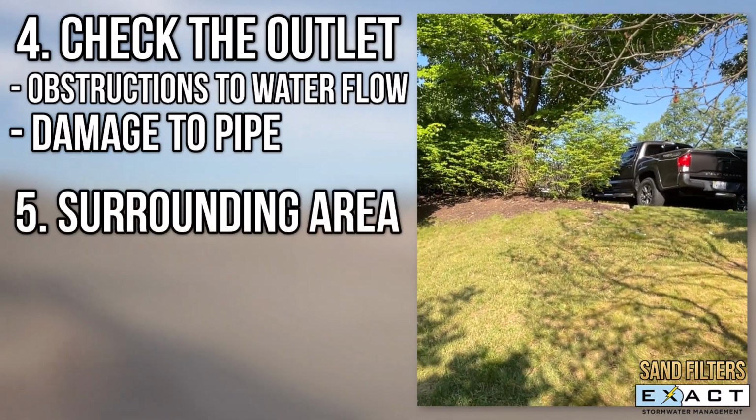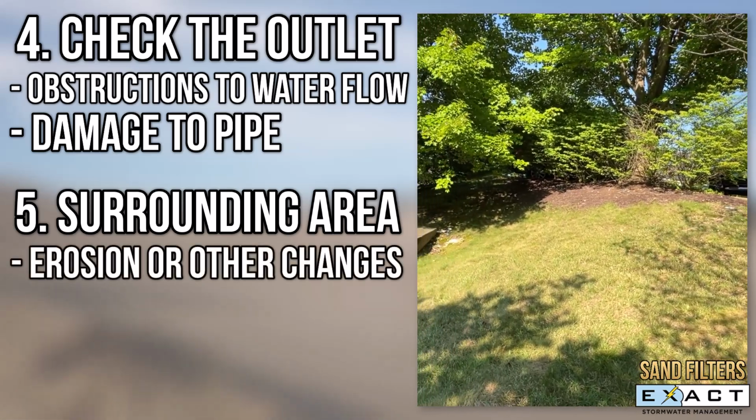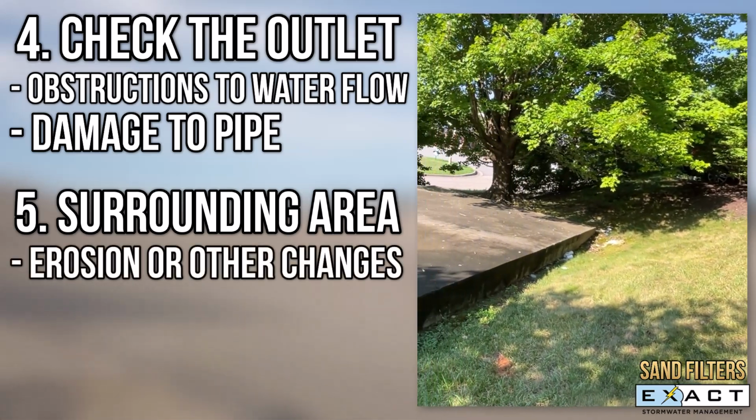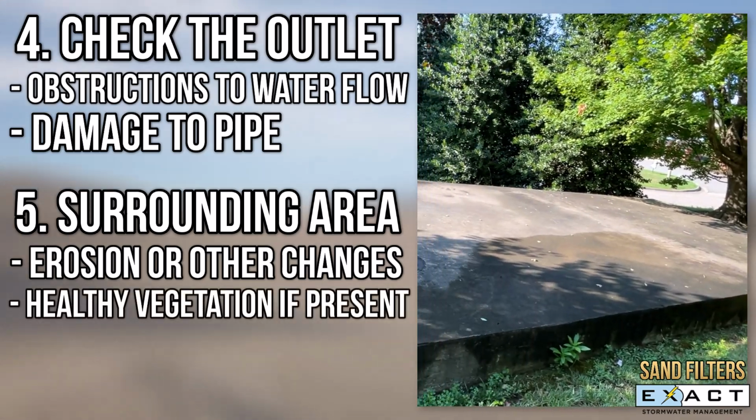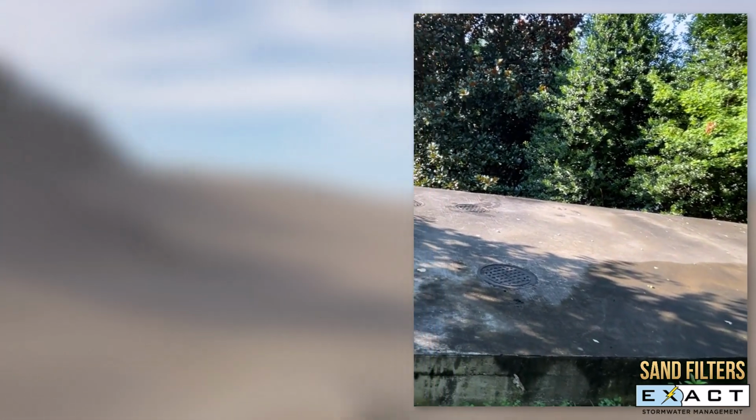Finally, check the surrounding area. Inspect for erosion or other signs of damage around the system. If vegetation is being used, ensure it's maintained and not obstructing the system.